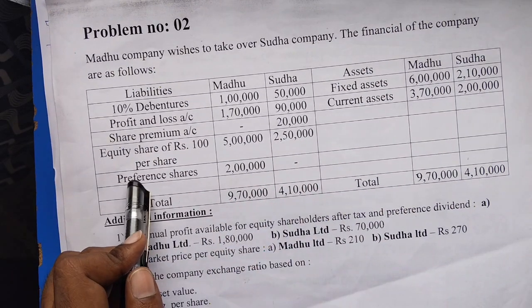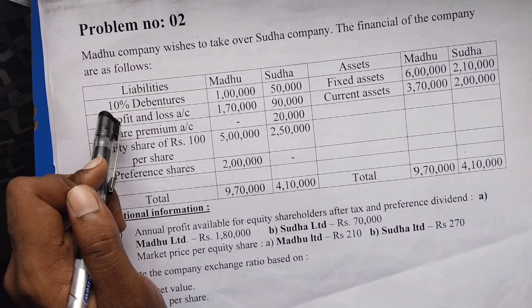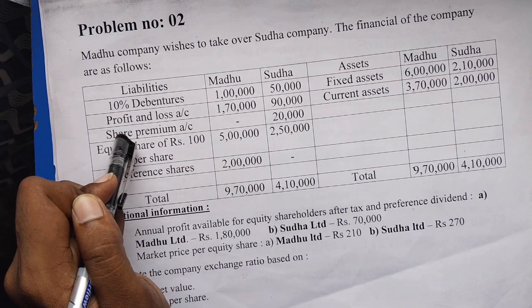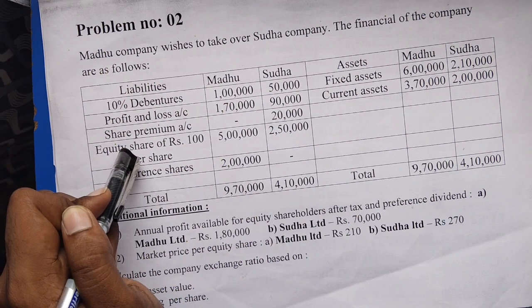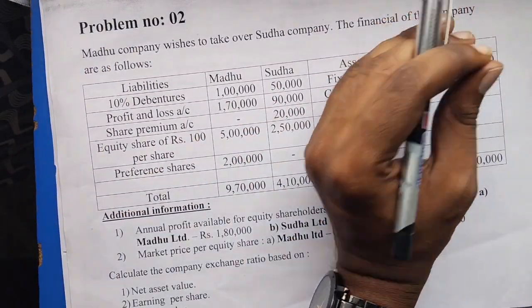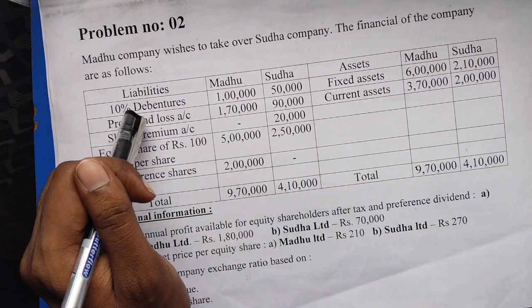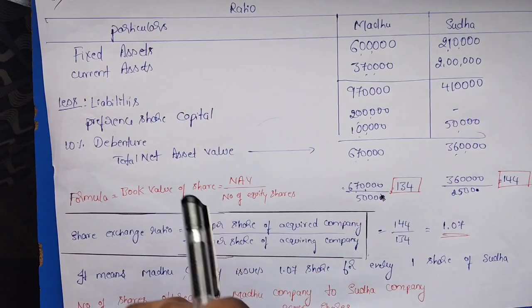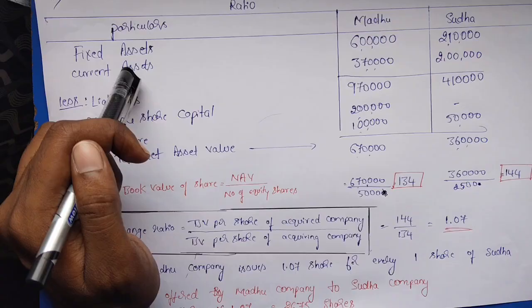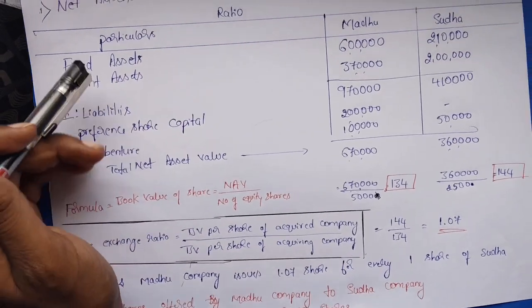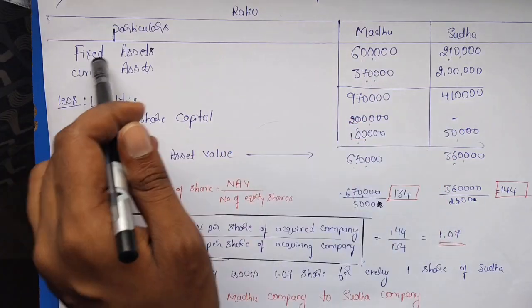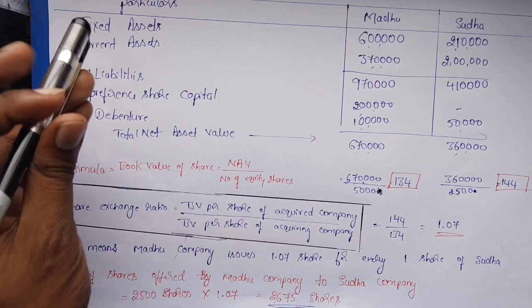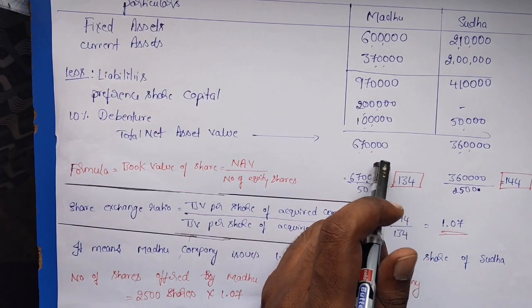Okay, that's why the preference share is a liability, and 10% debentures is a liability. The profit and loss is an equity shareholders' fund, the share premium is an equity shareholders' fund, and the equity share is also a shareholders' fund. So now we have the assets, and on the other side there will be the liabilities: the 10% debentures and the preference share. In order to calculate the net assets value, we need to deduct the liabilities from the assets. We have two items of assets and two items of liabilities. After deducting all the liabilities from the assets, we get the net assets value.